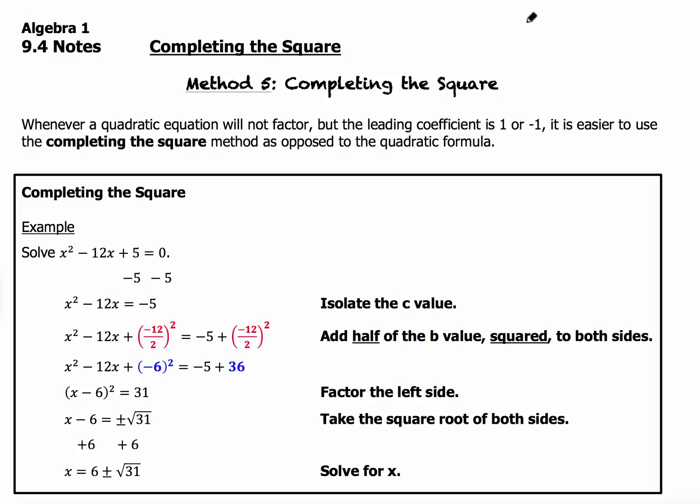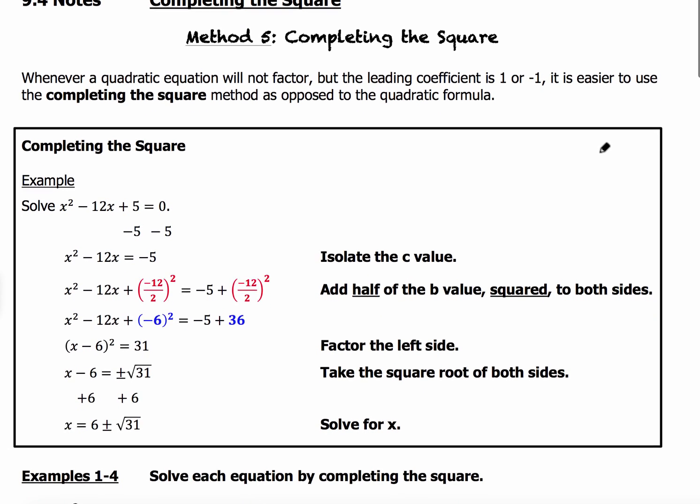Hey there guys, in this video we'll learn the final method for solving quadratic equations algebraically, and this method is going to be called completing the square. This method is useful whenever your quadratic equation won't factor, but your leading coefficient is still 1 or -1. And that's because it's a little bit faster than using the quadratic formula once you get the hang of it, and it's going to help you come to your answers more quickly when you can't factor.